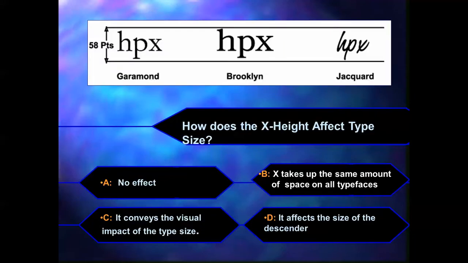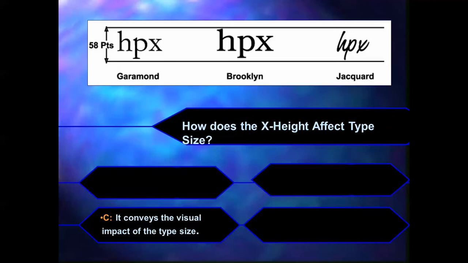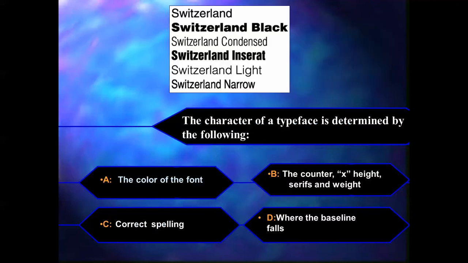How does the X height affect type size? A, no effect. B, X takes up the same amount of space on all typefaces. C, it conveys the visual impact of the type size. And D, it affects the size of the descender. Oh, that was an easy one. All right, let's go on.